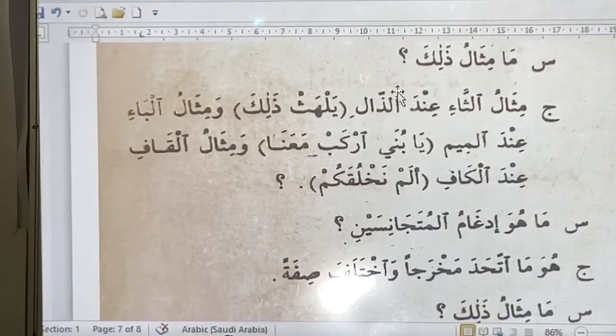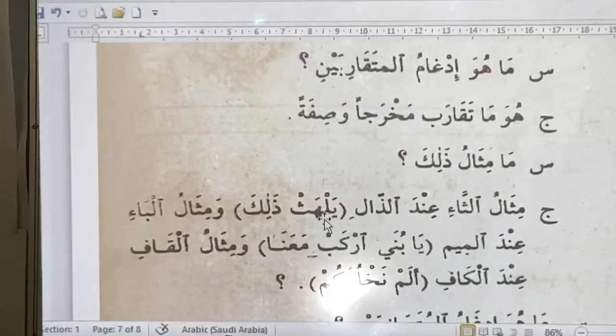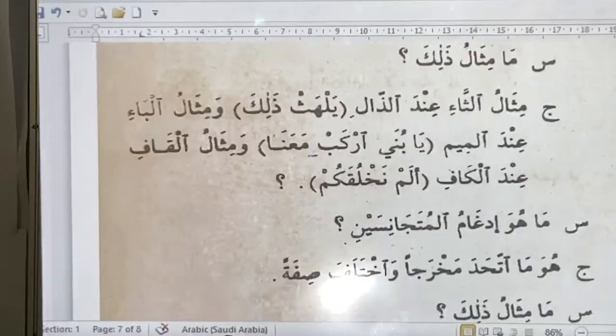So they have not said that there is any other. I think they have removed all the other ones which are mutaqaribain, and that is tha wa dal, and here we have ba wa mim, and here we have qaf wa kaf. So these are the only mutaqaribain. Anytime you see this particular example in the Quran, they will fall under mutaqaribain. So if you don't want to confuse, just try to notice that it's only tha and dal, ba and mim, and qaf and kaf.